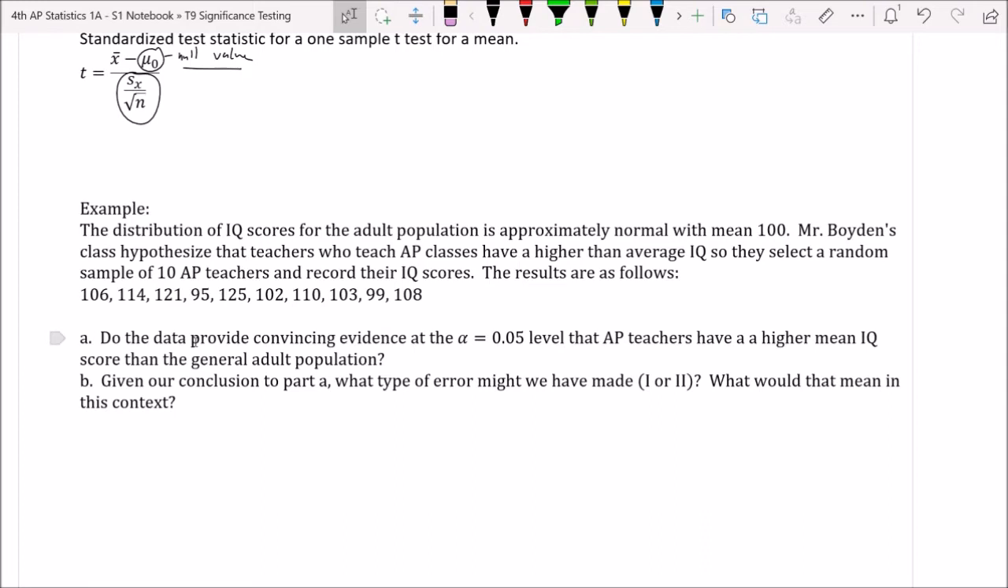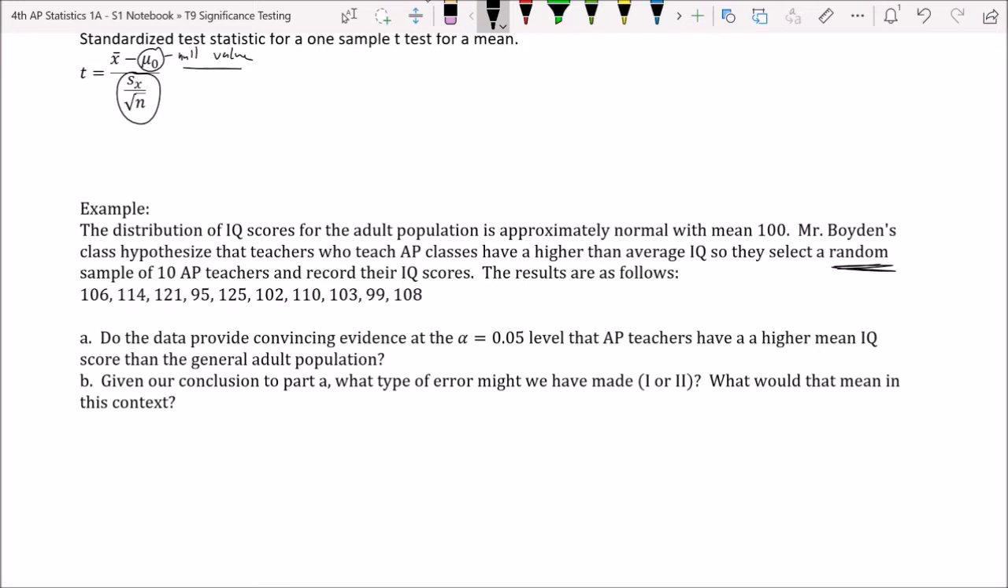So let's think first about our conditions. We need randomness. So do we have that? Absolutely. We have a random sample. We need to satisfy the 10% condition. Do we do that? Yeah, this is a sample size of 10. 10 is definitely less than 10% of all the teachers that teach AP.